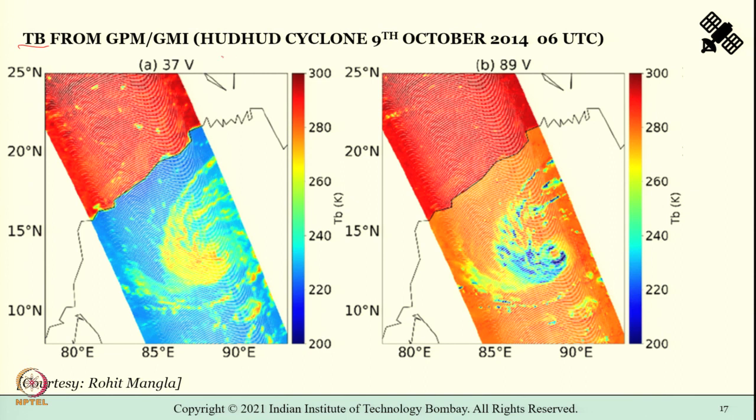It was taken when it was passing through the Hudhud cyclone, which occurred on 9th October 2014 at 06 UTC. You can see that the colors represent the temperature in Kelvin. The range is from 200 to 300 Kelvin, and towards the left side you see the figure captured in 37V, that is 37 gigahertz in the vertical polarization, and towards the right side you see the data captured in 89 gigahertz frequency for the vertical polarization. So, this is how the data is going to look like, and you can clearly see the parts of the cyclone, isn't it?